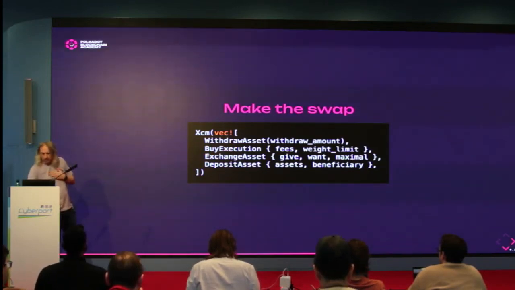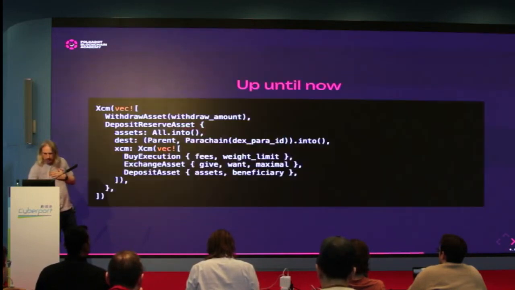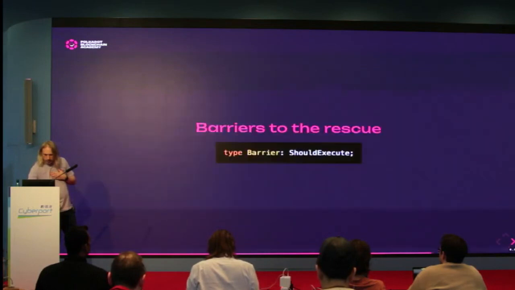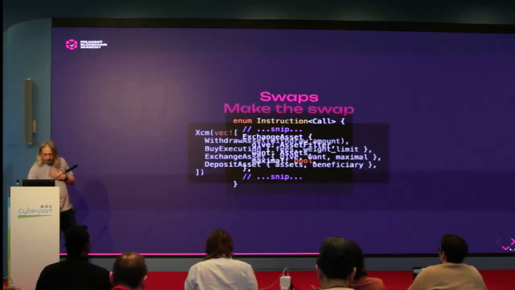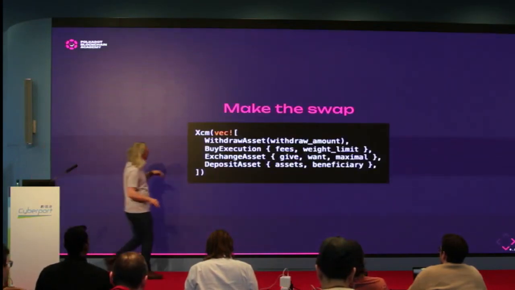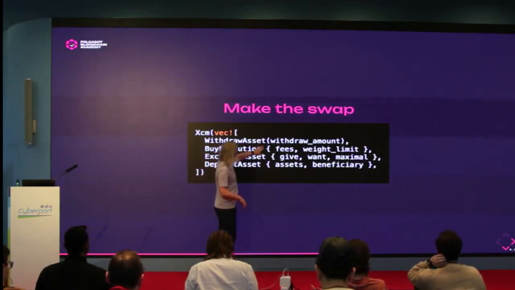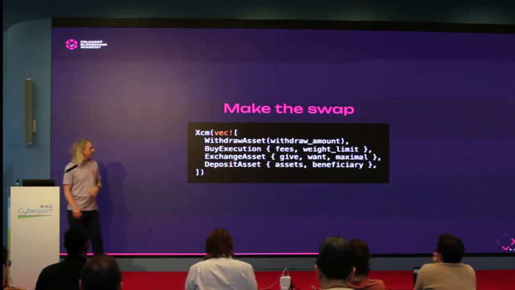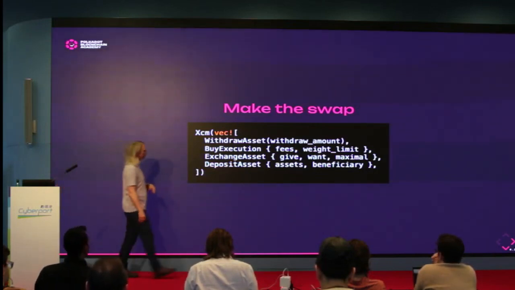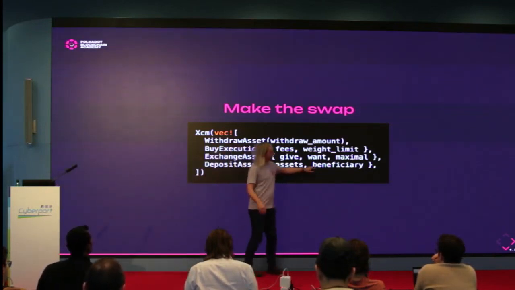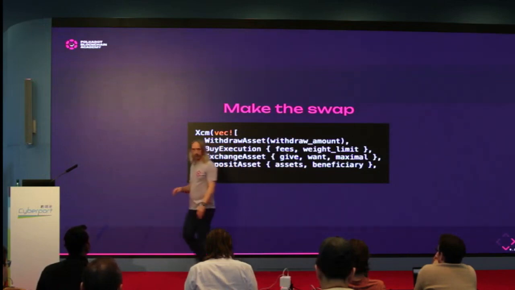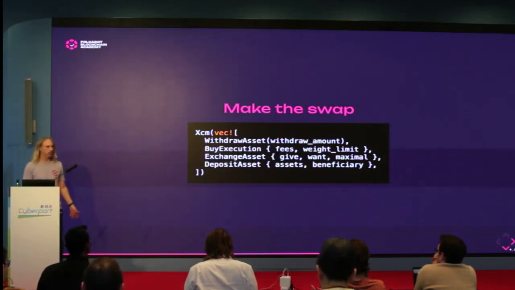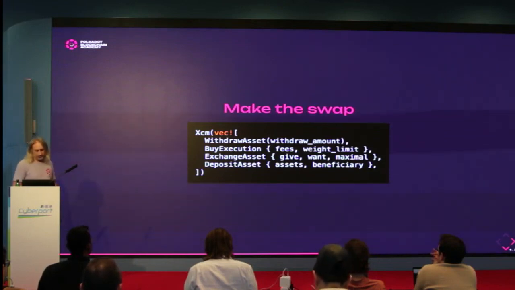executed. Right, okay. Buy some execution to do the exchange, to execute our program. Do the exchange and then deposit what we get into some beneficiary account, which presumably is an account that we control, unless we want to pay a bill directly on the DEX chain somehow. But... All right.